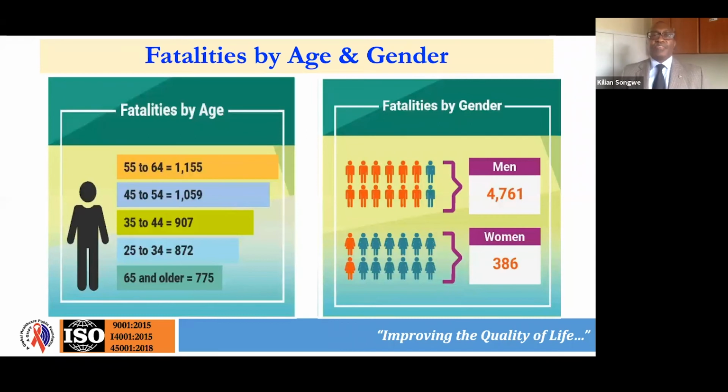And then when you look at fatalities by age, 55 to 64, 1,155. That's a pretty big jump there. But again, they're a little slower, if I may say that, at that age. And 45 to 54, 1,059. And then you come down to 65 and older. Yeah, there are not many of them in the workplace, but they're more diligent. Again, 755 of them in that bracket.